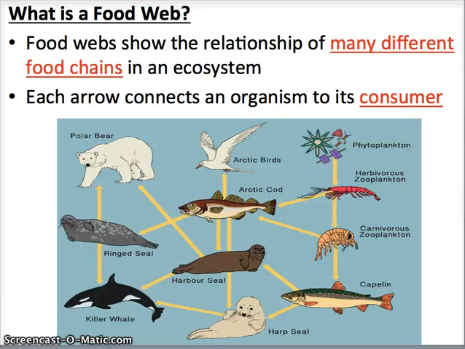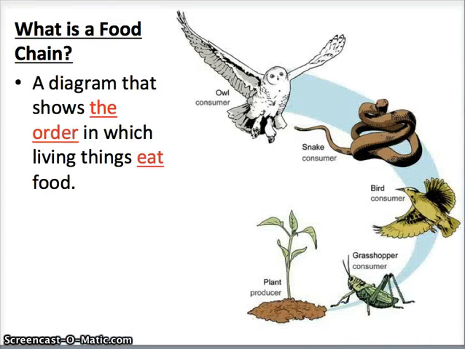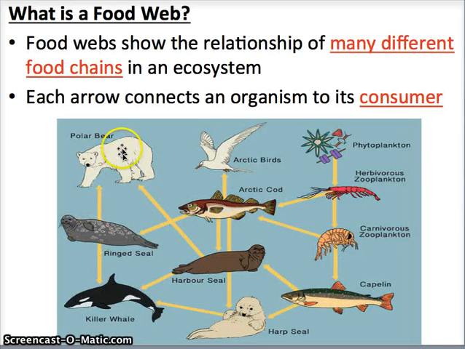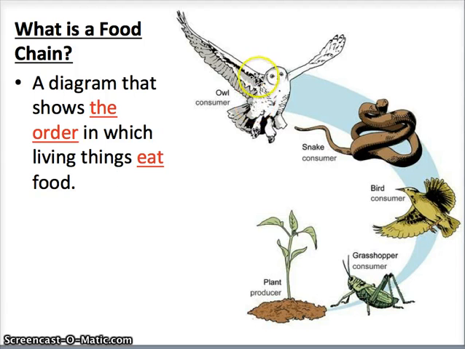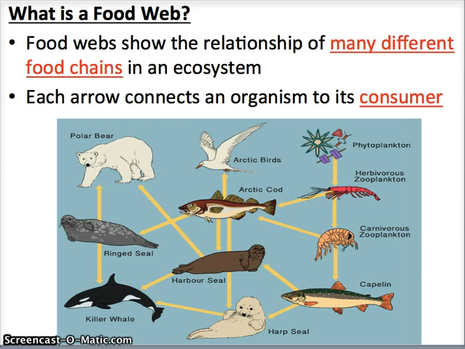Now, a food web is a little more complicated than the food chain that you saw earlier over here. And the reason is that food webs will show multiple relationships, not just one relationship. You can see that the food chain only shows one animal interacting with another animal in a linear fashion, whereas food webs, they actually show multiple relationships of one animal to other animals.